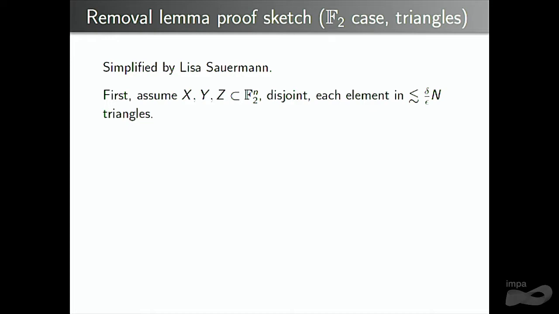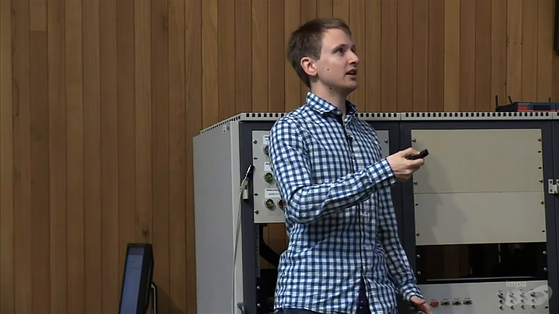First, assume we have these three sets X, Y, and Z. Suppose they're disjoint, and suppose that each point in any of them is in at most some lower order terms times delta over epsilon times n triangles. On average, the points will be in delta over epsilon times n triangles if there are delta n squared triangles total and epsilon n points. So it's perhaps not a crazy assumption to assume that this holds.